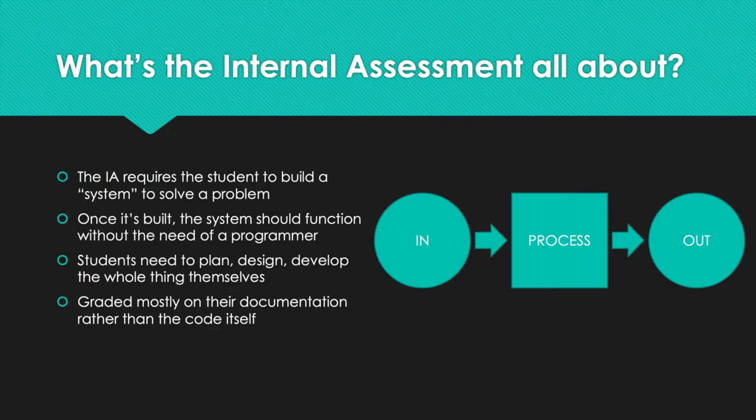So the internal assessment, IA, requires the student to build a system to solve a problem. And by system, we mean something that takes an input, processes it, and provides an output. Once it's built, the system should be functional without the need of the student or any other programmer. It should be a self-sustaining system. The student needs to document the planning, designing, and development of the whole thing. It is mostly graded on their documentation rather than the code itself.